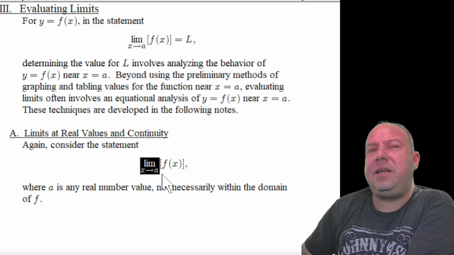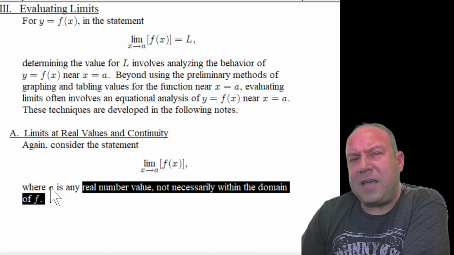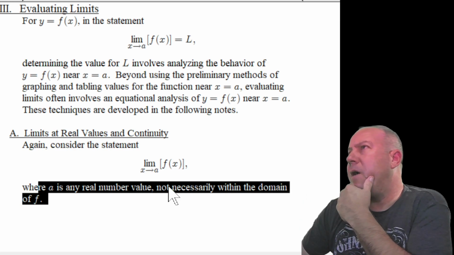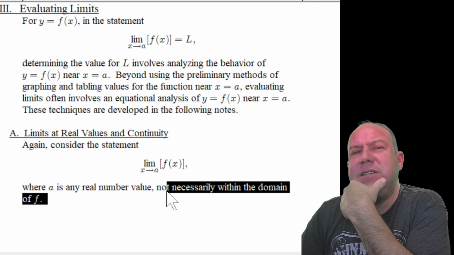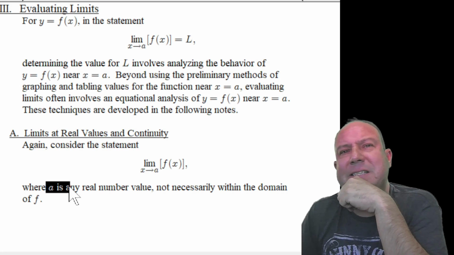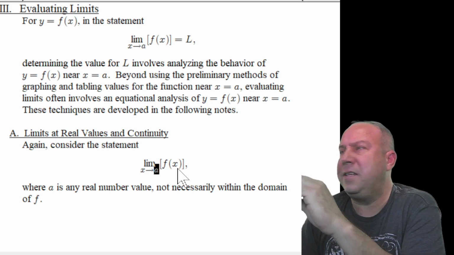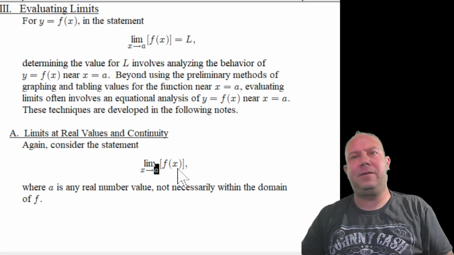So again, consider this limit here. This limit as x approaches a for f of x, where what we're going to think about is a as being any real value, a number along a number line. And what we have come to find, and this is all related to continuity, is that at x equal to a, the location doesn't always have to exist in the domain of the function. This location that we're approaching in the independent value doesn't always have to exist in the domain of the function. The function doesn't always have to be defined at the value of a.